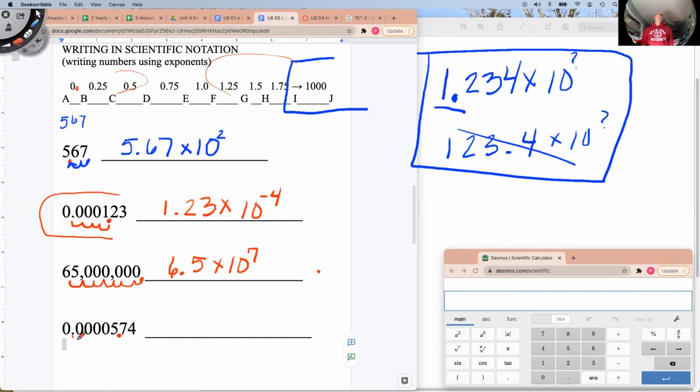We're going to move it 1, 2, 3, 4, 5 times, which means this number is going to be 5.74 times 10. Is this a big number or a small number? It's a small number. So we're going to put a negative, 1, 2, 3, 4, 5, to the negative 5. And that's how we write scientific notation, ladies and gentlemen.